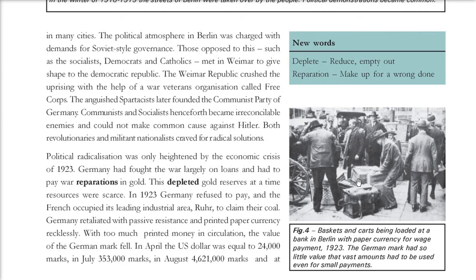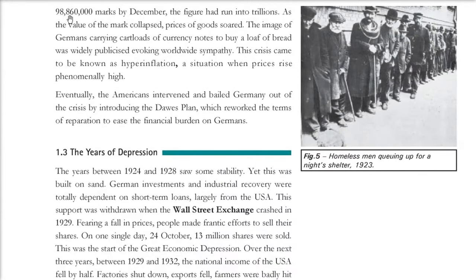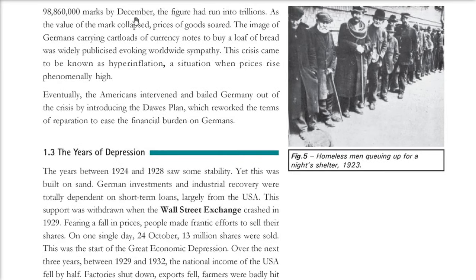have to be carried. If you see, these baskets and carts are being loaded at a bank in Berlin with paper currency for wage payment. Just after that, in July, it was 353,000 marks for one dollar. It rose to numbers like 4,621,000 marks in August, and then 9,886,000 marks by December. And in December, it went to trillions. So the mark collapsed, and prices soared to an all-time high. This is called hyperinflation, a situation when prices rise phenomenally high, as you see by these numbers.